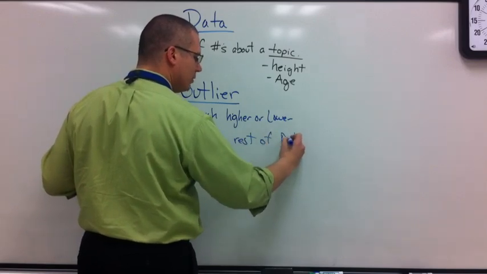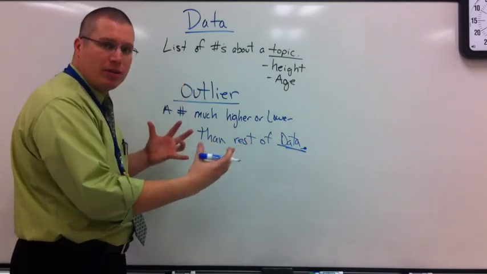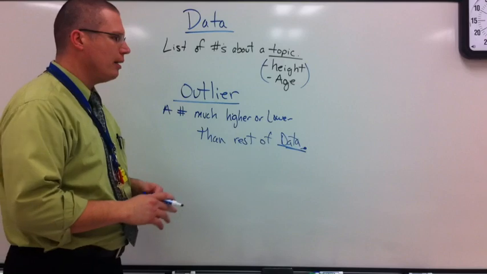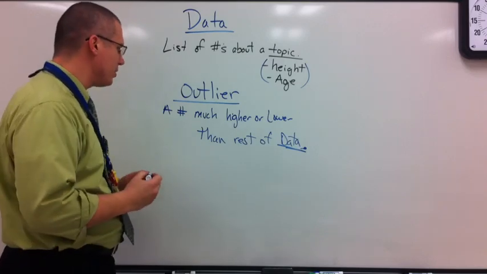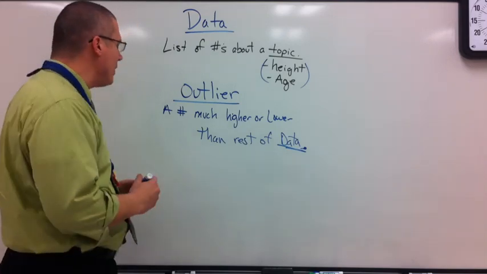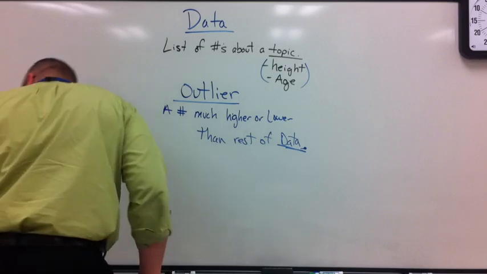of your data. Now again, remember, your data is this set of numbers that deal with something. Height, age, weight, again, grade you had on a test. An outlier is a special number, and we're going to see its importance in a little bit. It's a number that is much higher or lower than the rest of the data.